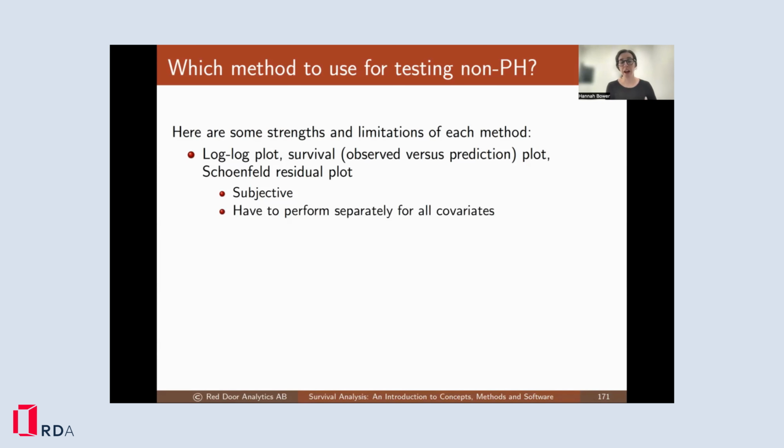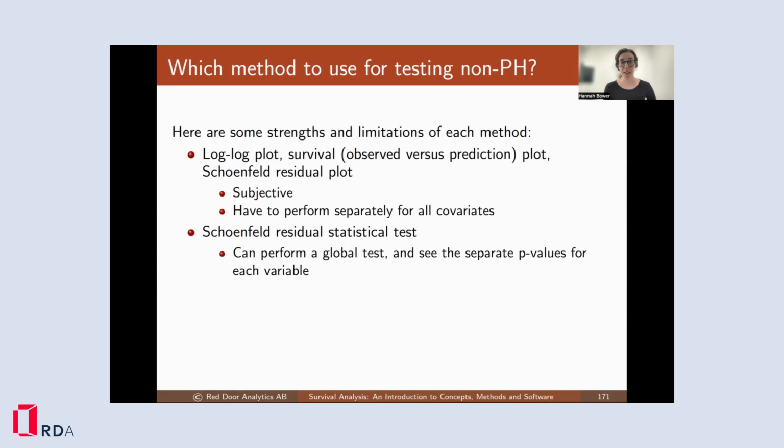Another limitation is that you have to perform these separately for all covariates. As you saw, I predicted the values needed for each of the plots, or plotted them all separately, and then looked at the covariates one by one. So you have to do this for all of the covariates.